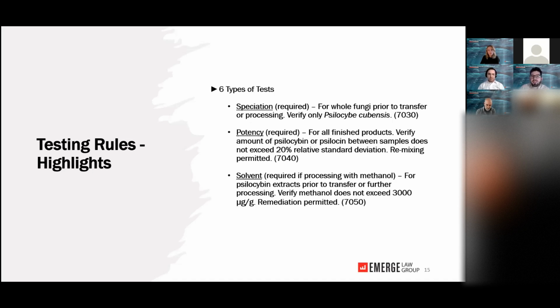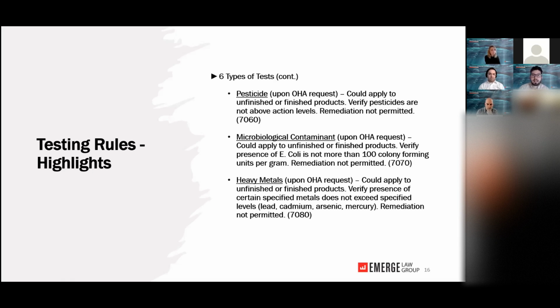The third type is solvent testing, which is required only if the processing method you're using includes the solvent methanol. And in that case, remediation may be permitted. So if you fail a test, you may be able to remediate that level of methanol down to an acceptable level. And I should also mention, for potency testing, remixing of the product will be permitted to make that deviation in psilocybin more consistent. Next slide.